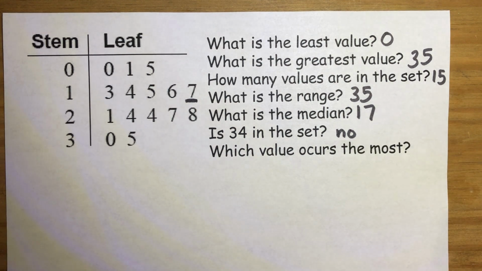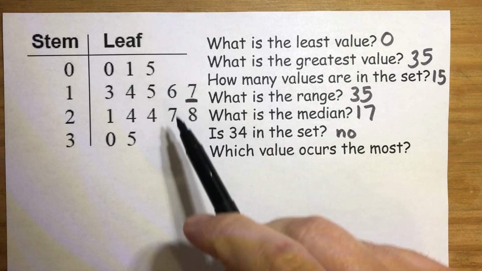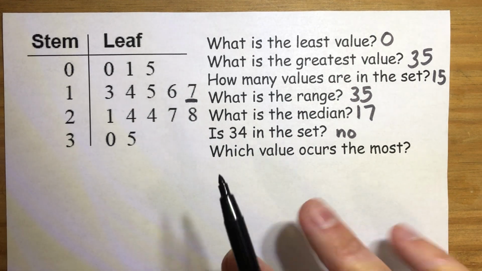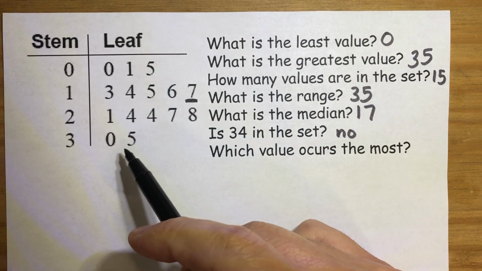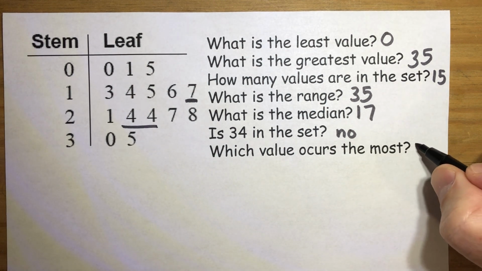And which value occurs the most? And so some people might say, oh, well, there's 3 5s, but that doesn't matter because this is a 5, this is a 15, this is a 35. The number that appeared the most was those 4s, which means 24 occurred the most.